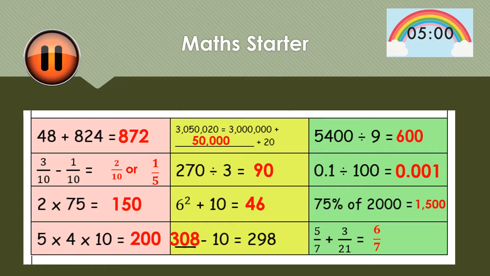And last but not least, 5/7 plus 3/21. Now we need to see if we can find a common denominator here. For us to get the 3/21 down to 7ths, we'd have to divide by 3. We can divide both of those numbers, they have factors of 3, so that works. 3 divided by 3 is 1, 21 divided by 3 is 7. So now we have 1/7. 5/7 plus 1/7 equals 6/7. Well done if you managed to get those.